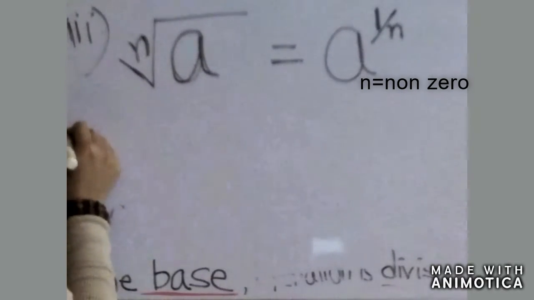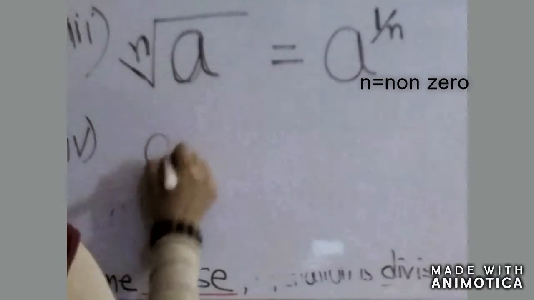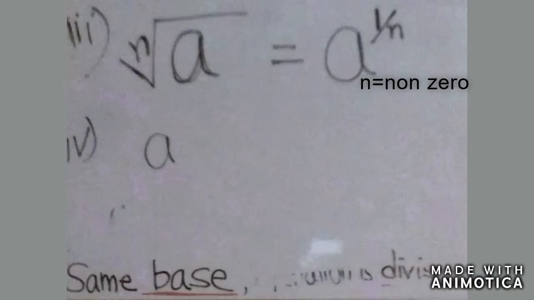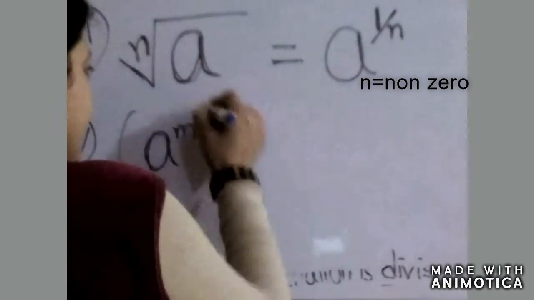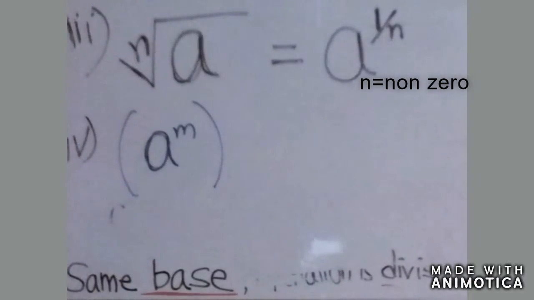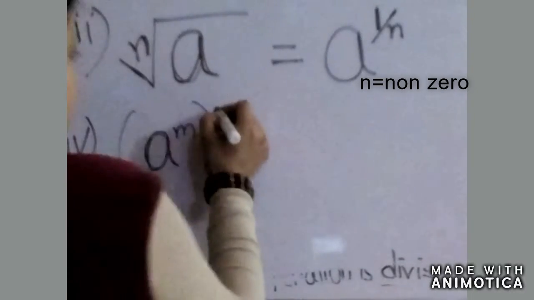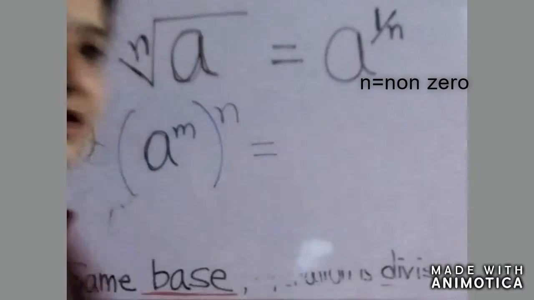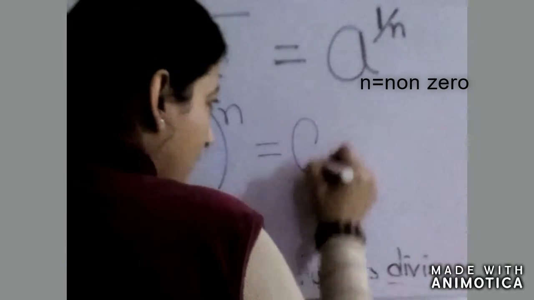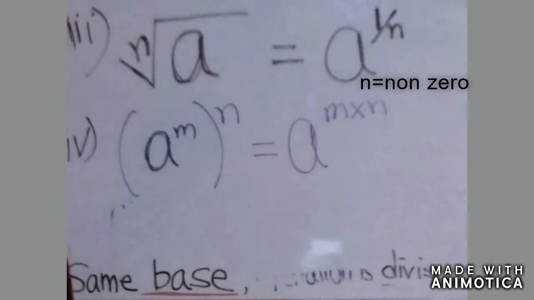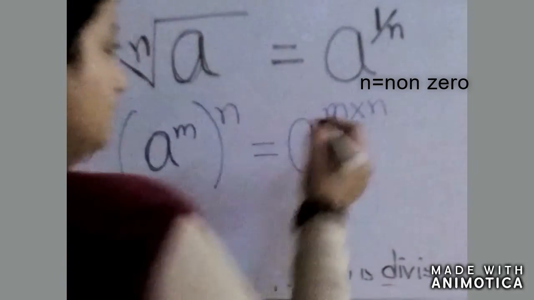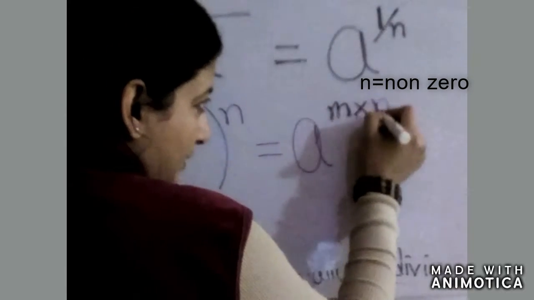Number 4. A to the power m, whole to the power n, means first a is multiplied m times and then a to the power m is multiplied n times. What will happen in this case? It will be a to the power m into n. That means powers are multiplying.